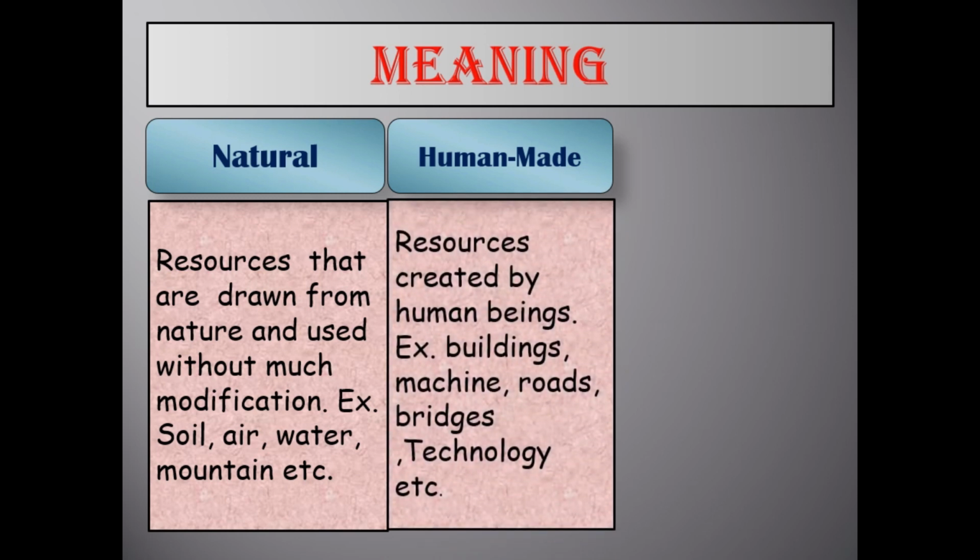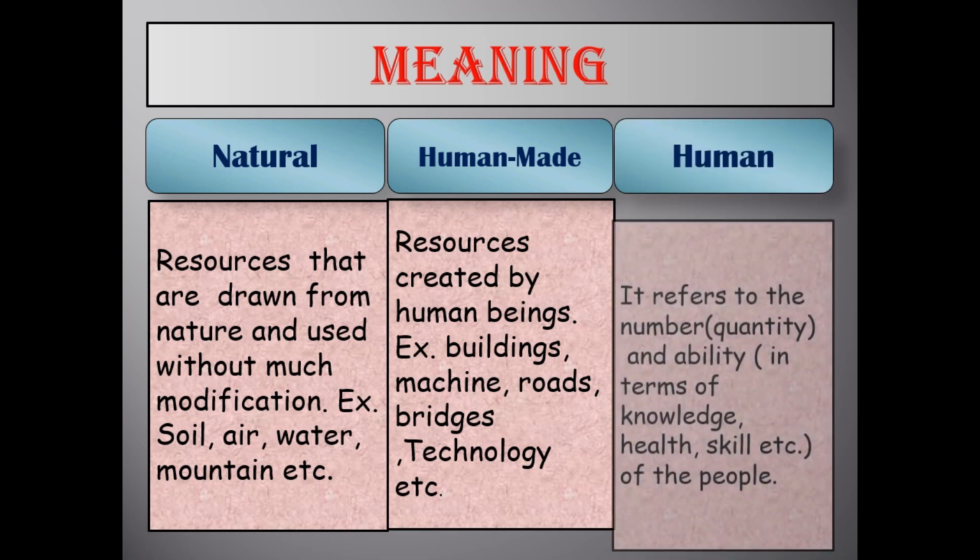Next category is human-made resource. Go for the definition. Resources created by human beings. As its name refers, the resources created by human beings are called human-made resources, or the man-made things you have learned about. Examples: buildings, machines, roads, bridges, technology. Yes, technology is also a human-made resource.